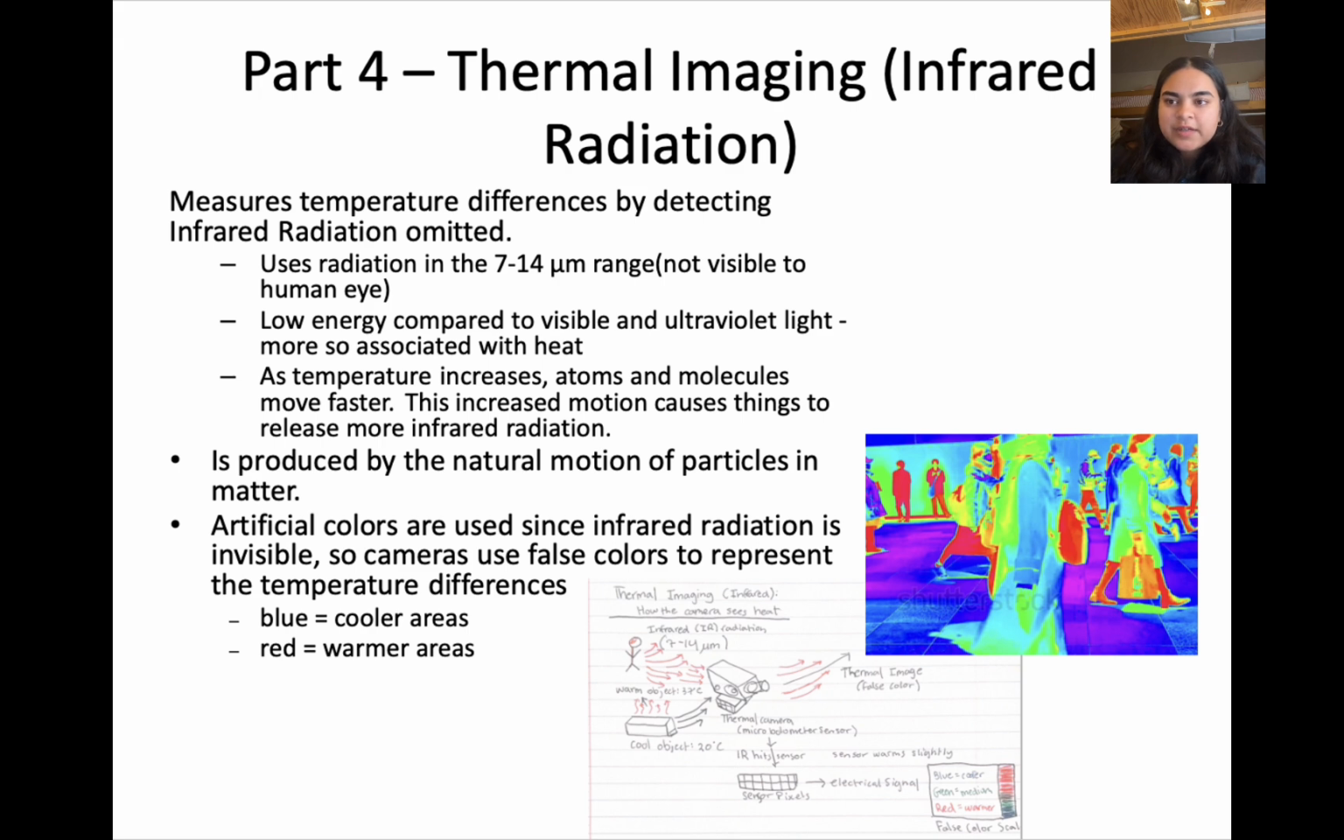Since we can't see infrared naturally, thermal cameras have to use artificial colors to show us what's happening. Blue represents the cooler areas and red represents the warmer areas. You can see this in the thermal image, how different parts of people's bodies show up in different colors based on their temperature. It makes the temperature differences immediately visible.